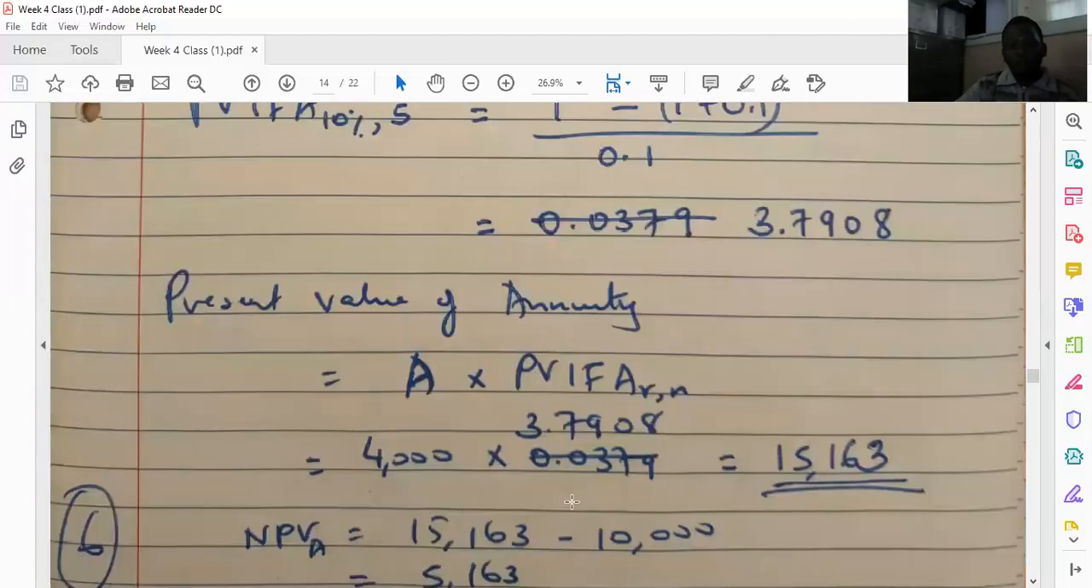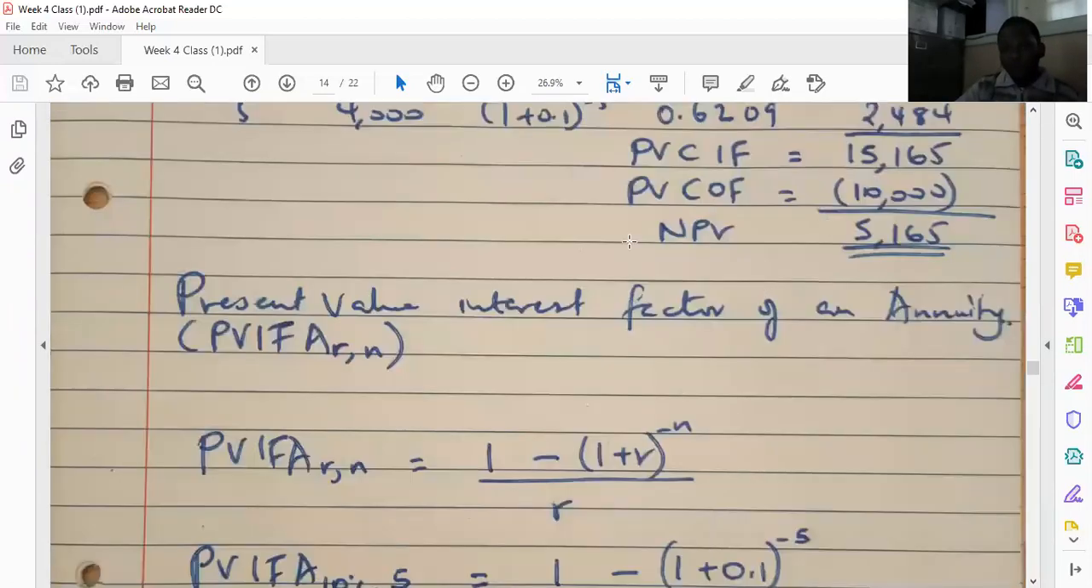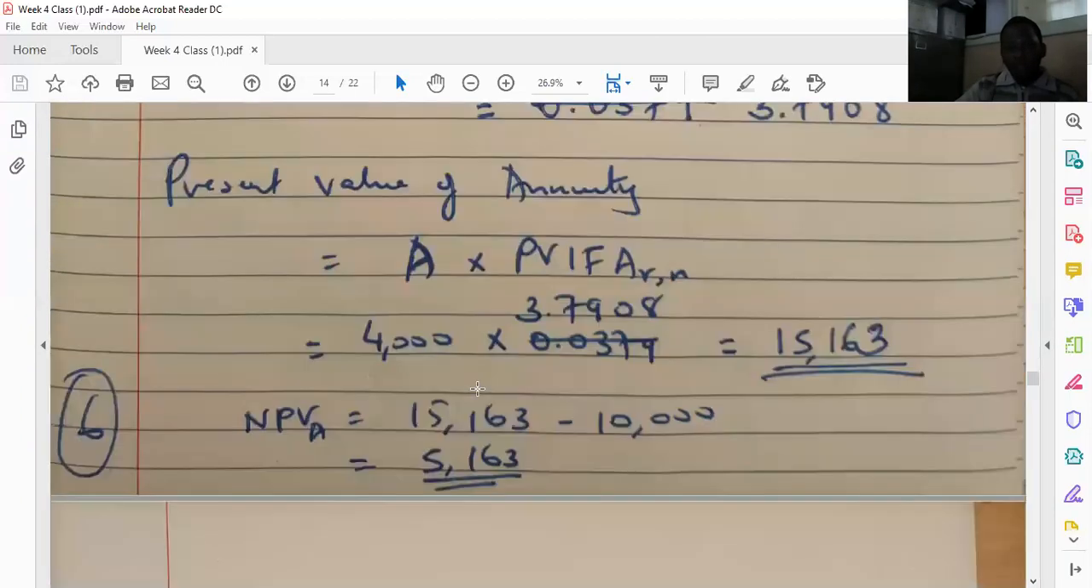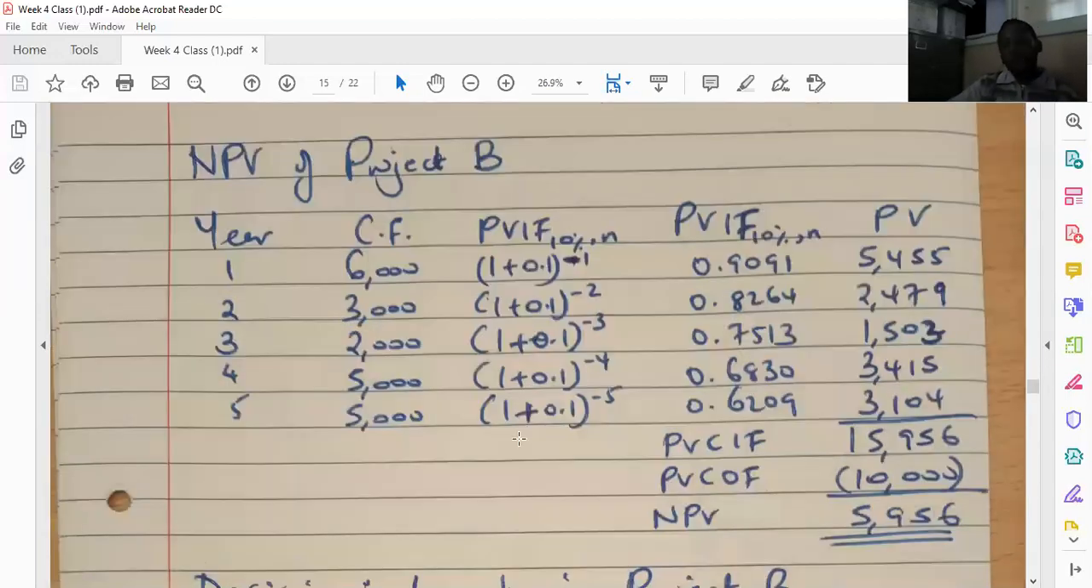Since in the second approach you've not rounded off as much, because you've only rounded off one figure, as opposed to the first approach where you rounded off all these cash flows, the second approach will give us a more accurate answer. So in this case, 5163 is more accurate as the NPV of project A. And then we compute the NPV of project B.